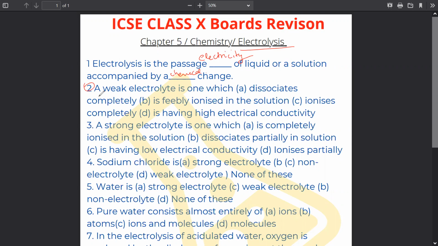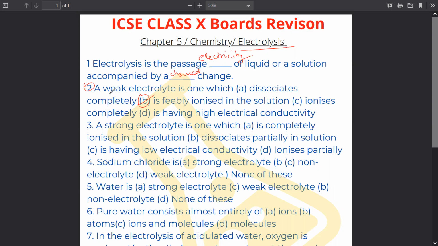And then the second question: a weak electrolyte is one which dissociates completely, is feebly ionized in the solution, or ionizes completely, is having high electrical conductivity. So the correct answer would be B. Because a weak electrolyte is feebly ionized in the solution, whereas a strong electrolyte is almost completely ionized in the solution.